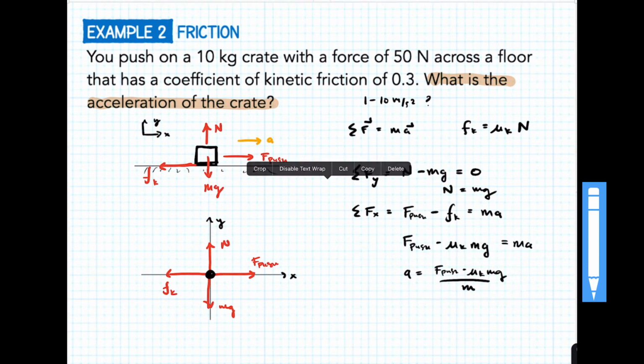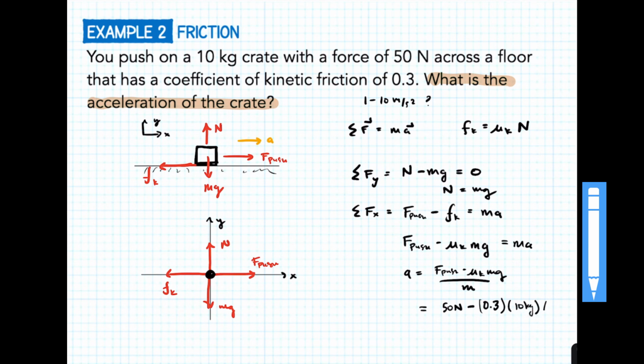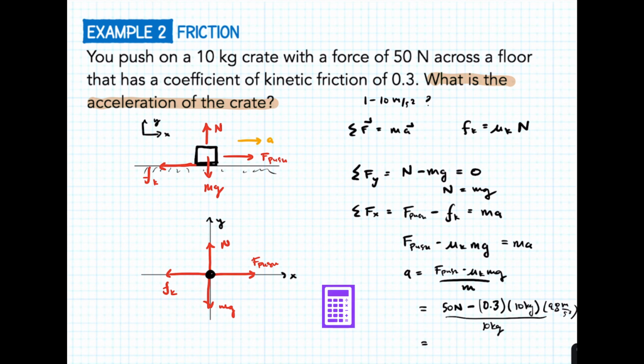All right. And then we just plug in our numbers. So that's going to be 50 newtons minus 0.3, which doesn't have any units because it's the coefficient of friction. Mass is going to be 10 kilograms. Our g is 9.8 meters per second squared. And we divide all of this by 10 kilograms. Plugging in all these numbers, we get an acceleration in the x direction of 2.1 meters per second squared.